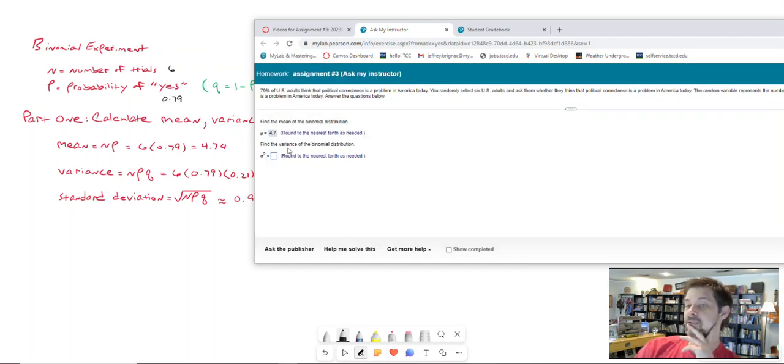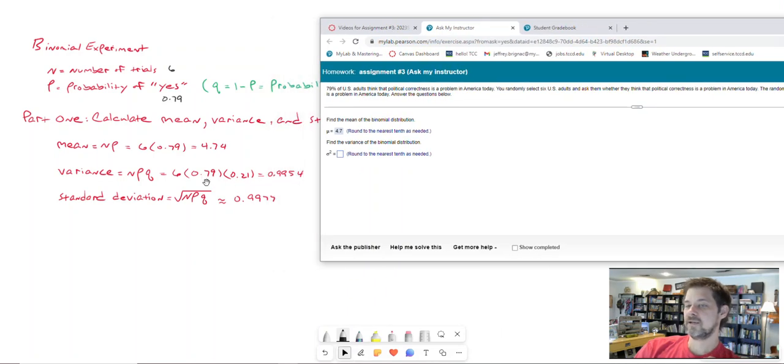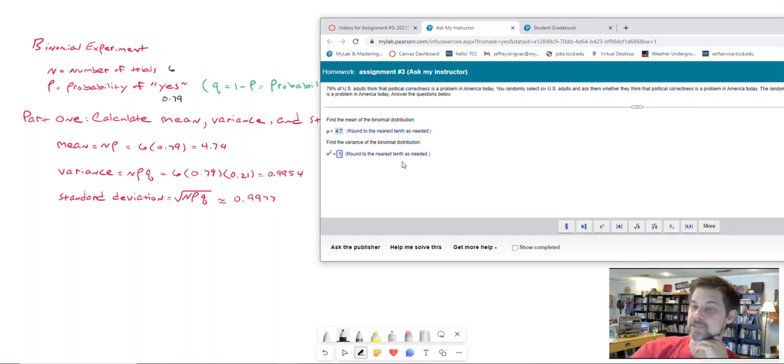And it says find the variance. Well, the variance is going to be n, the number of trials, times p, the probability of yes, times q, the probability of no. So when I did that, I got 0.9954. Again, it says round to the nearest tenth. So how do we round 0.99 to the nearest tenth? Well, that would have to be 1.